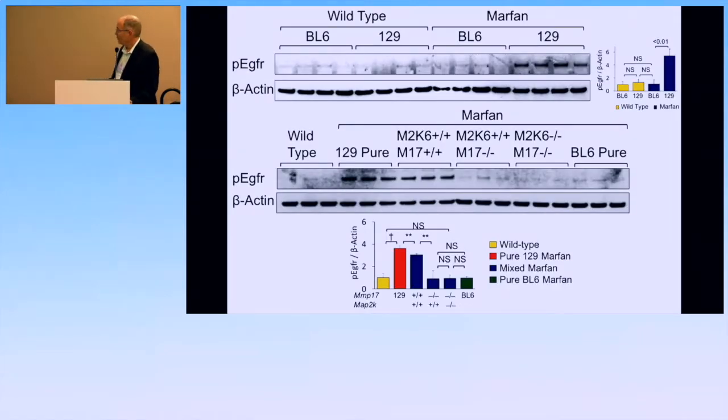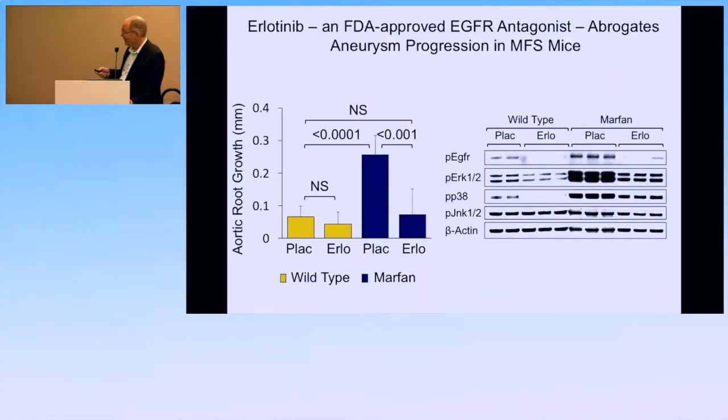As predicted by this model, we do see excessive activation of the EGF receptor in the severe 129 mice. We see if we knock out MMP17 and just MMP17, that is fully normalized in the mice. And finally, if we give an FDA-approved drug that blocks the EGF receptor, we can dramatically suppress aortic growth and fully normalize all of these signaling events.